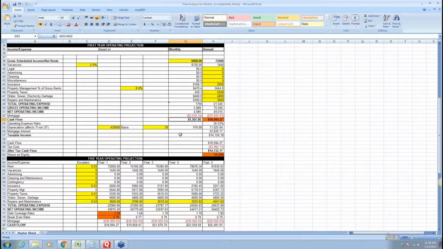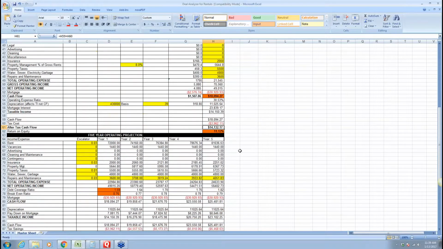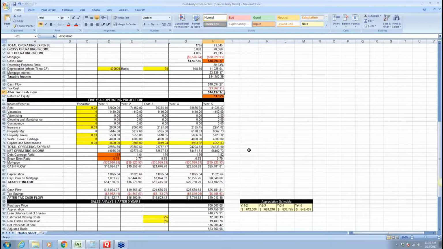Basically, after that, here's your annual cash flow, which is the same number here, and then if you want to get into your taxes and after-tax cash flow, you can see that here as well. A little further down, if you want to get really in depth with this spreadsheet, you have an outlook, year to year, of what your income, expenses, and returns are going to look like over the course of, in this example, 5 years.